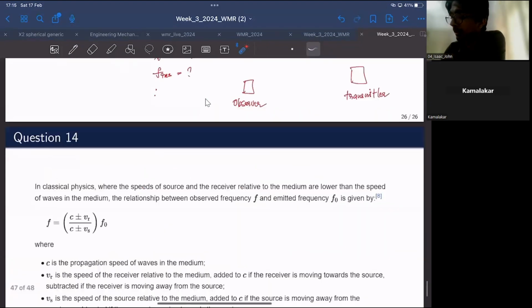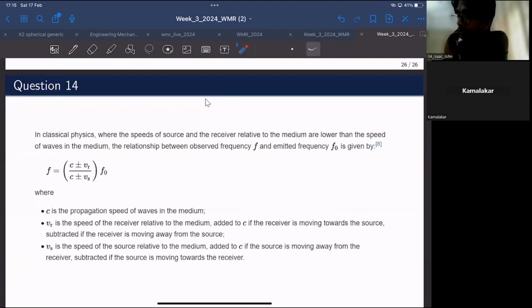One example is this excerpt taken from Wikipedia, which summarizes it very well. This is the frequency of the receiver, and this is the frequency of the transmitter. So F by F0 is proportional to the relative velocity of the receiver and the relative velocity of the transmitter. And where to use the plus and minus is defined here.